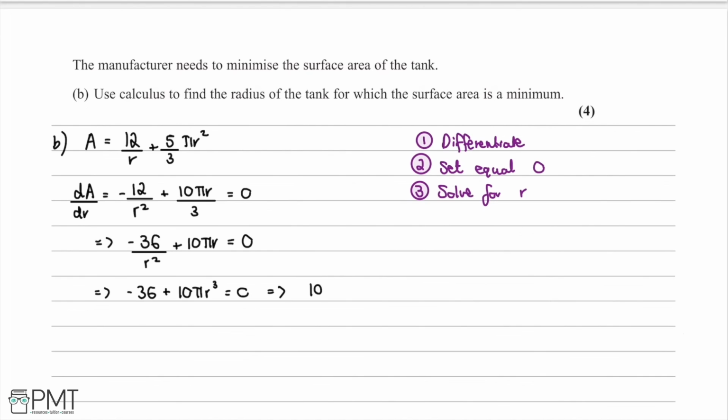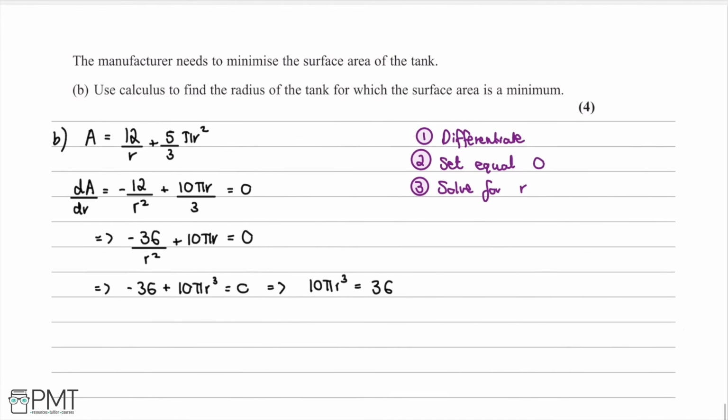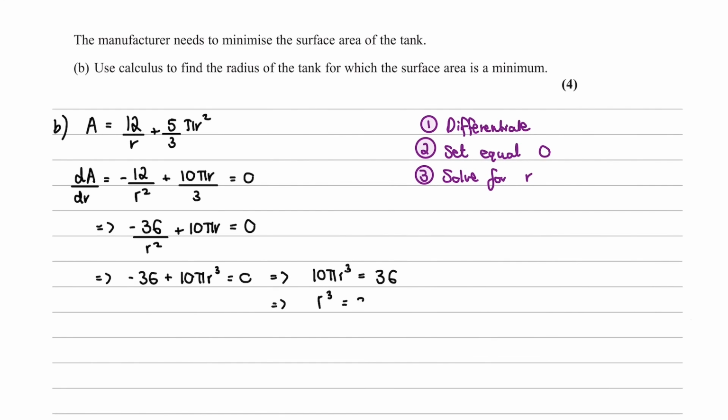So this leaves us with 10 pi r cubed is equal to 36. And we now want to solve for r. So therefore we have that r cubed is going to be equal to 36 divided by 10 pi. And then we can isolate r by taking the cube root.